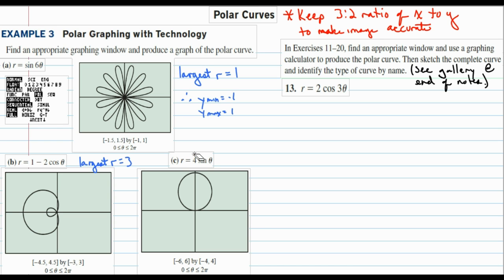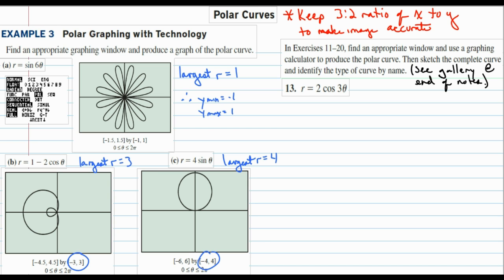Part C, R equals 4 sine theta. So sine's range fluctuates between -1 and 1, and then you're stretching it by 4, so really -4 to 4. Again, in polar coordinates, that just means opposite directions. Your largest R value is going to be 4. So that means I set my Y min and Y max to -4 and 4, kept the 3:2 ratio, so -6 and 6 for the X min, X max.